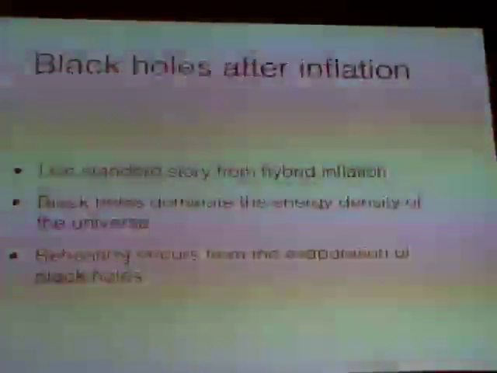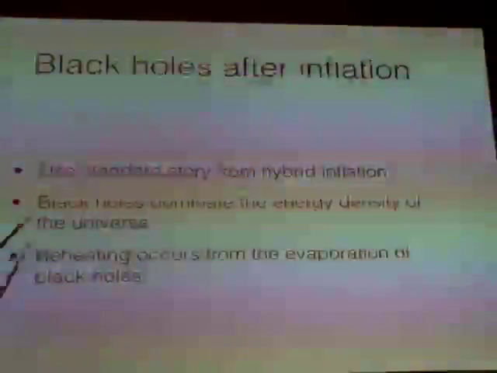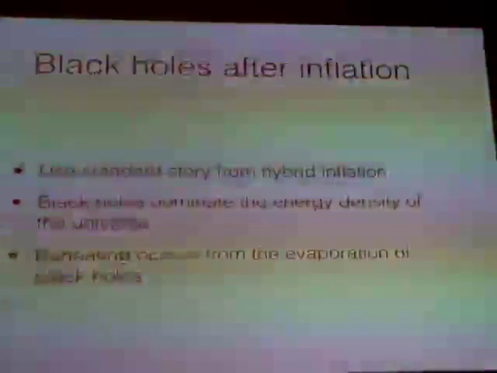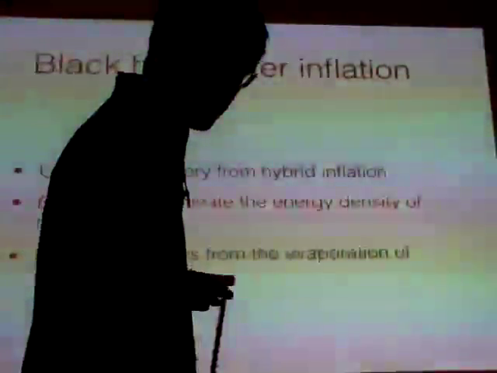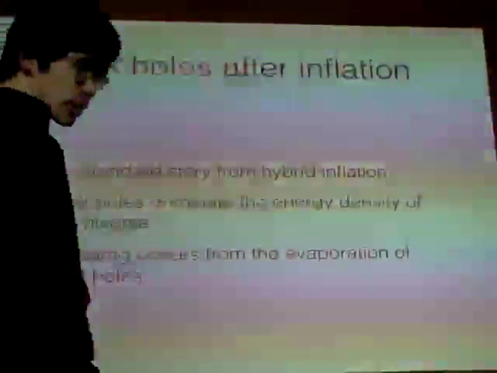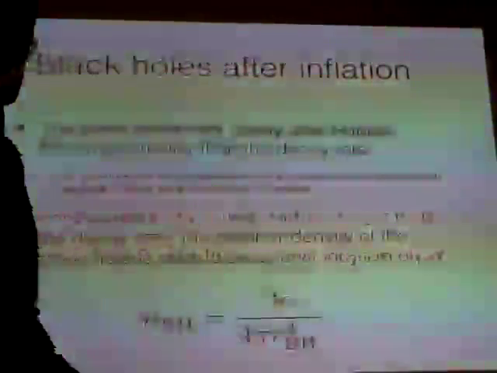So the approach I'm taking is using the hybrid inflation theory, where at some point in the universe, black holes dominate the entire energy density of the universe, and reheating comes about eventually when the black holes evaporate. So if we assume that at some point in time we have some number density of black holes, which is based on, the number density equals, I basically weighted it by the volume of the black hole.